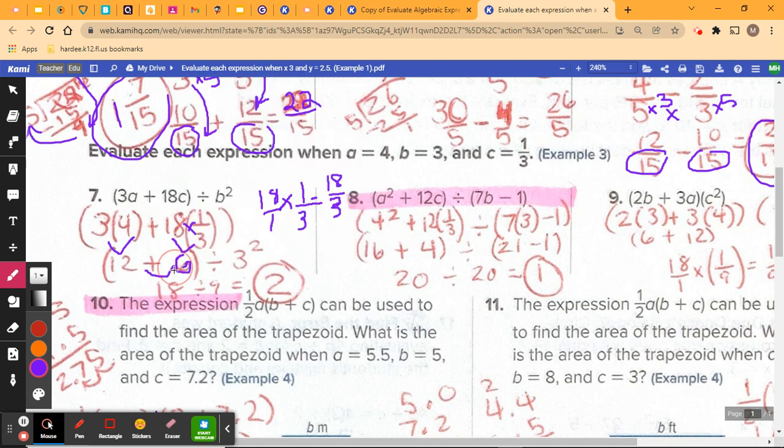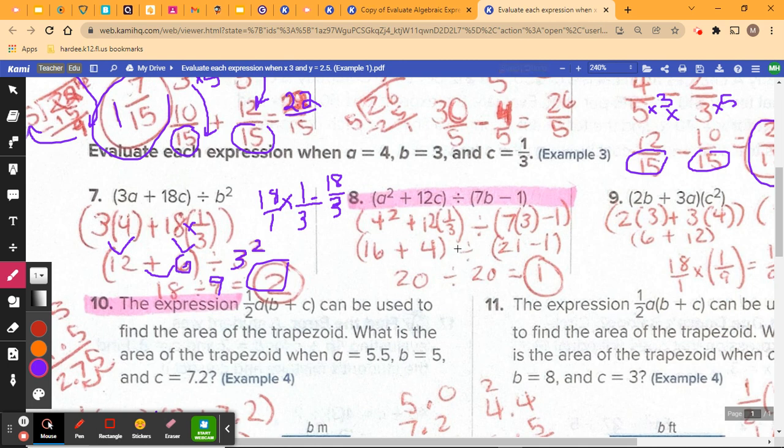And then I added that. I got 18. And then I got rid of the parentheses. And my exponent, 3 to the second power, is 3 times 3, which is 9. And then the answer comes to 2. Well, that one you didn't have to do. That was 7. So never mind.